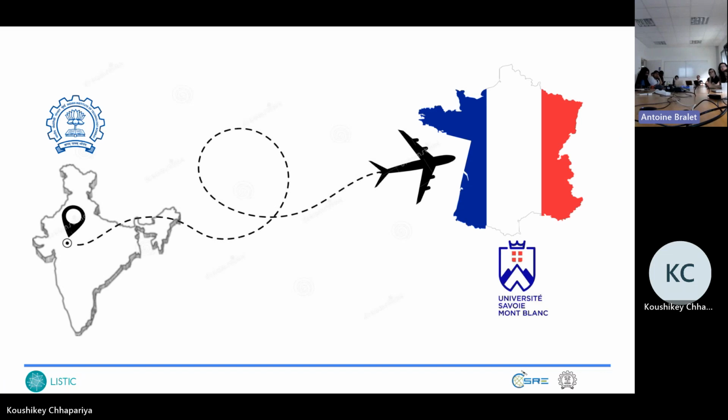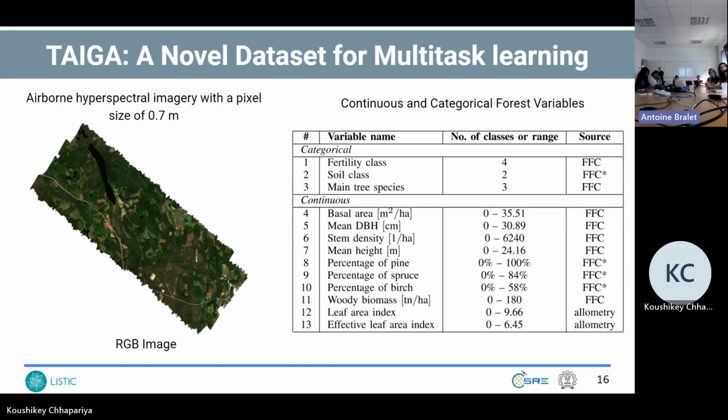So this was the work I did when I was in India, and coming over to France, I'm working on a data set called TIGA, which is a novel data set for multitask learning. So what is multitask? Till now, the work we were doing was just classification. When we talk about classification, we are categorizing features like, okay, this is trees, or this is land, or this is water.